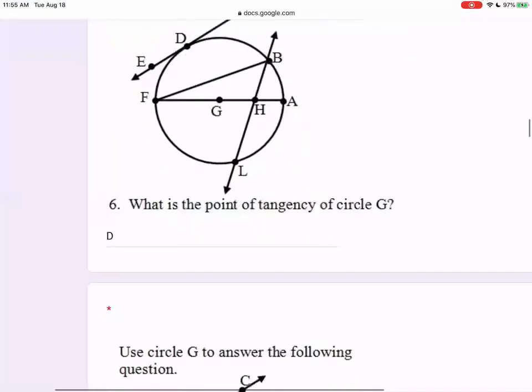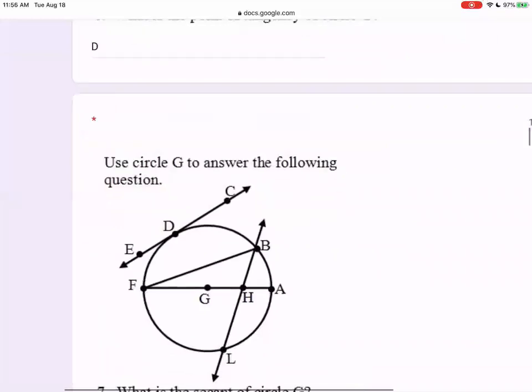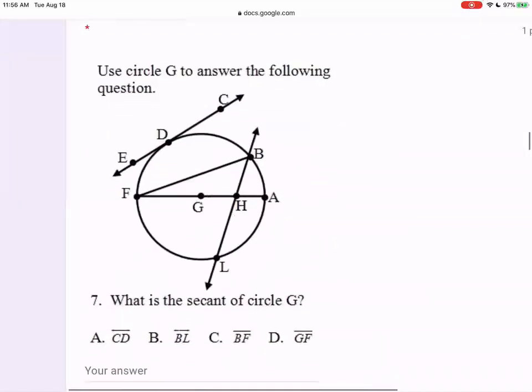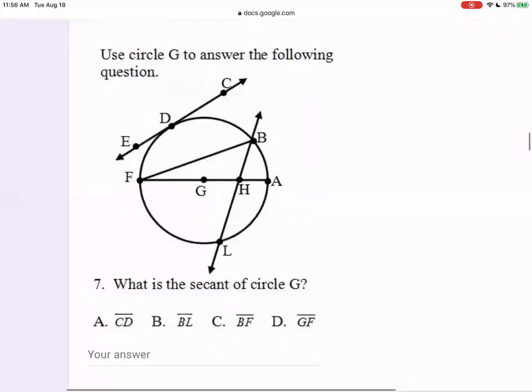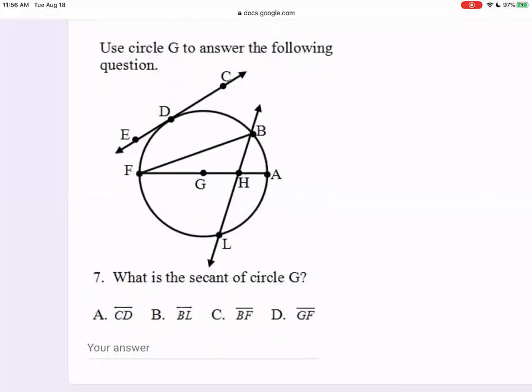Okay, let's go on a little bit. Over here, use circle G to answer the following question. I should stop reading that. It's literally the same thing every single time. My throat's already hurting. Okay, what is the secant line of circle G? So remember, a secant line touches it not once, but twice. Which line goes through our circle twice and continues going with arrows at the end?